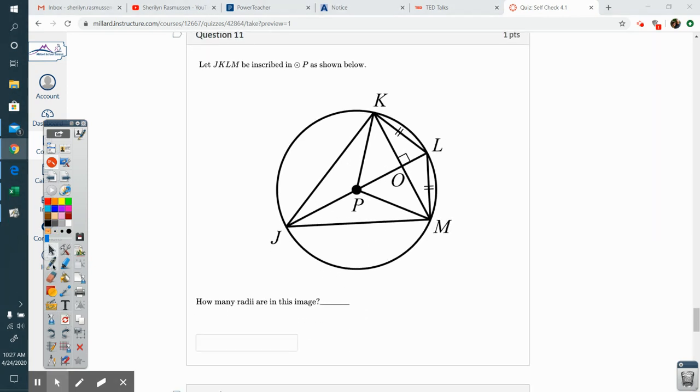Okay, how many radii? Radii have to start from the center point and go out and touch the edge of the circle. So 1, 2, 3, 4. So there are 4 radii on this particular circle.